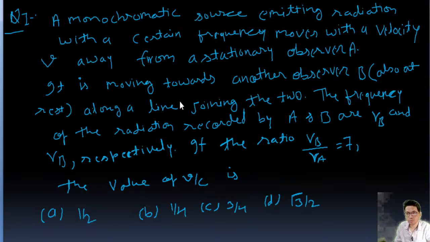Another observer B along the line joining the two. I'll make a figure, then it will be clearer to you. The frequency of radiation recorded by A and B are nu A and nu B respectively. If nu B upon nu A is given, that is 7, the value of v upon c we need to find out, guys. So this is the question, guys.